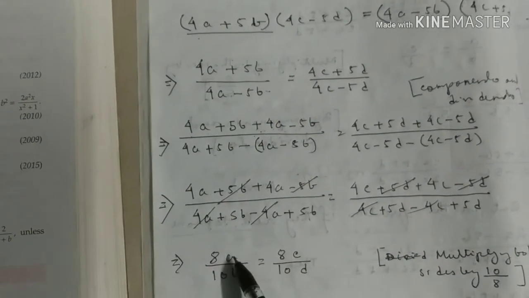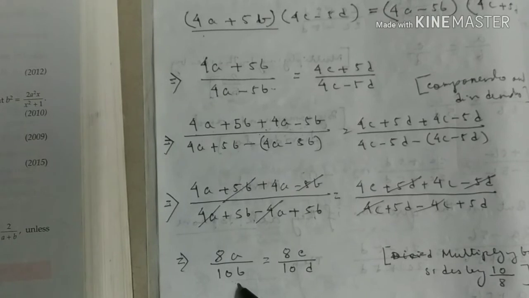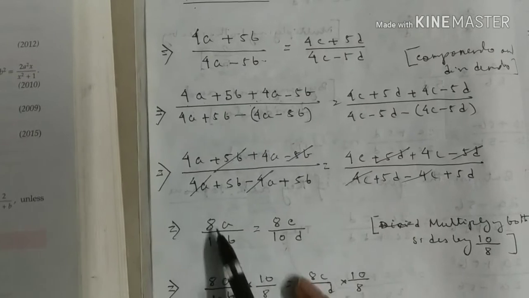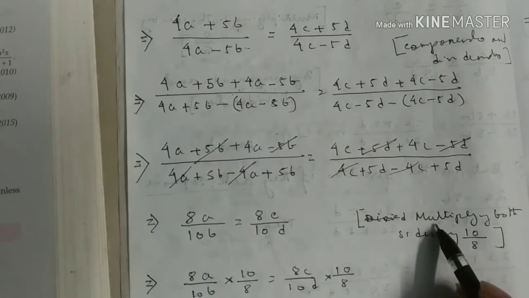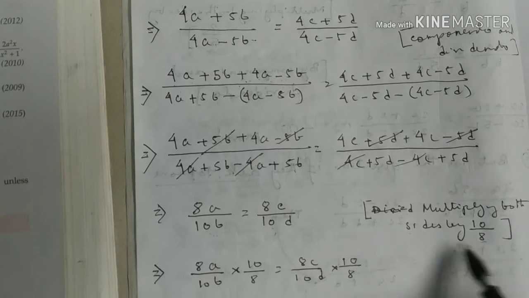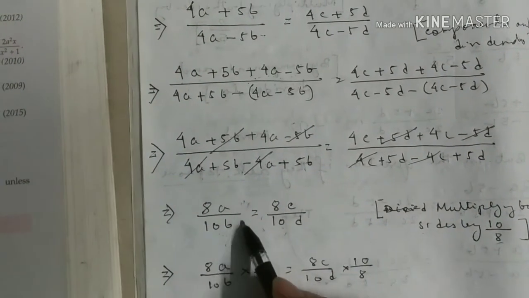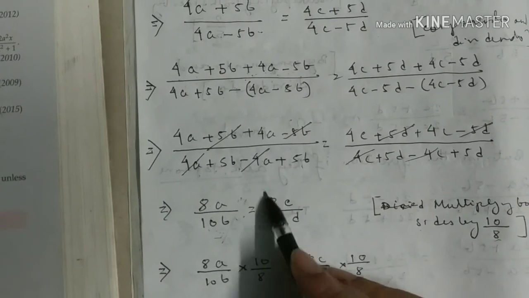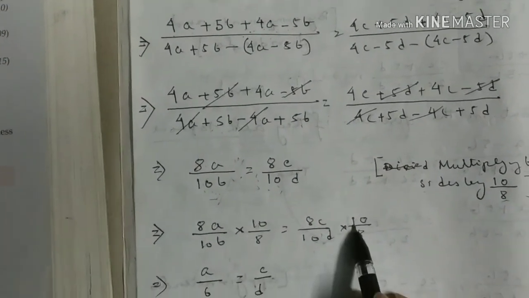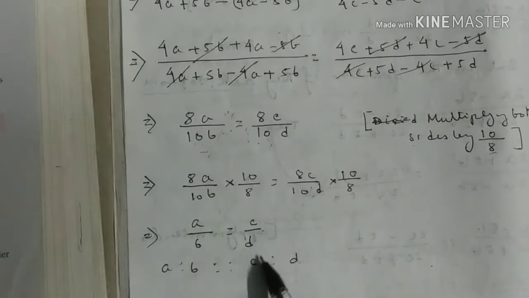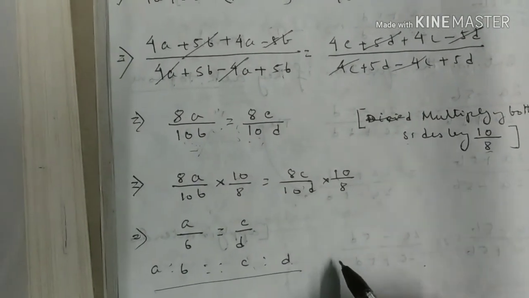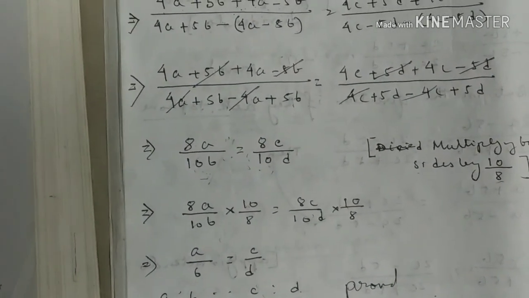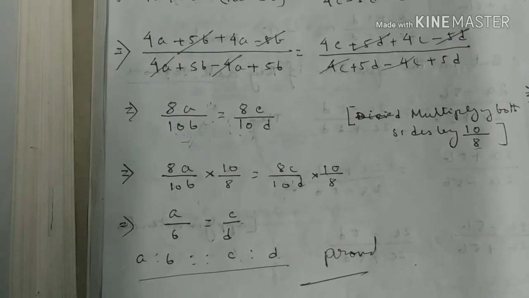Adding them up, we get 8a divided by 10b equals 8c divided by 10d. Now we need to cancel these, 8 and 10, simply by multiplying both sides by 10 by 8. Exactly the reverse thing we are going to do. Here we multiply with the reverse number: it's written 8 by 10 and we multiply it by 10 by 8. What we get is a by b equals c by d. The proportion is proved: a, b, c, d are in proportion. Clear, guys? Okay, move on to the next sum.